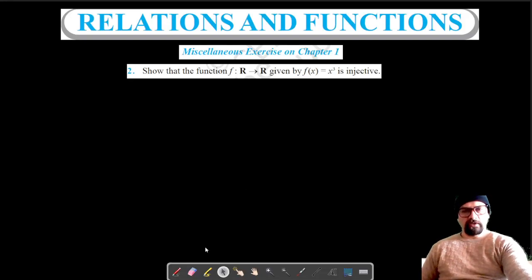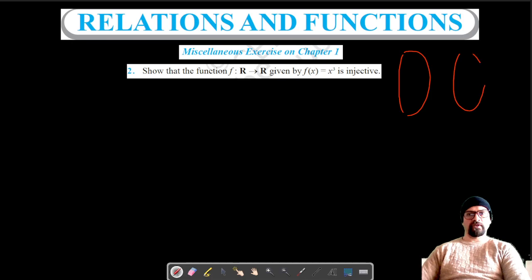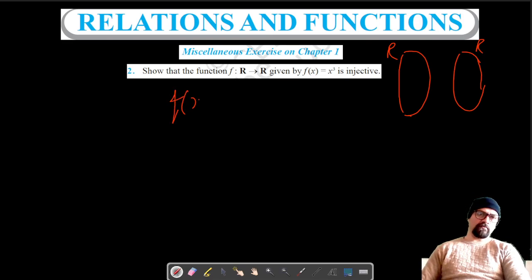Welcome to Pratham Science Academy classes, and we are on to question number 2 of miscellaneous exercise on chapter 1. For this, we have to prove that the function that is defined from real numbers to real numbers, f of x is equal to x cube, is injective. Injective means we have to show that it's 1-1.